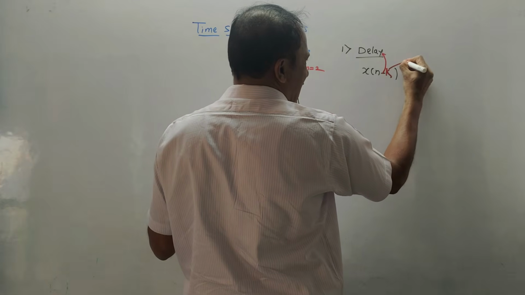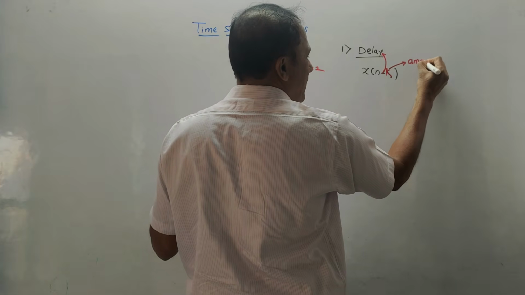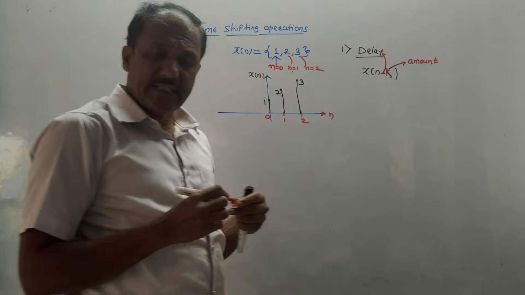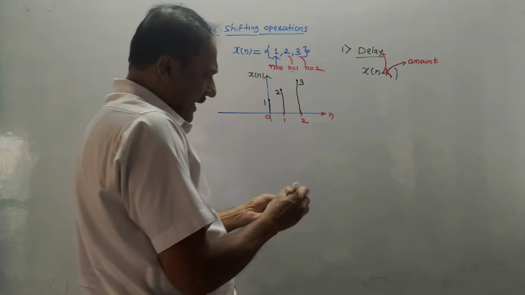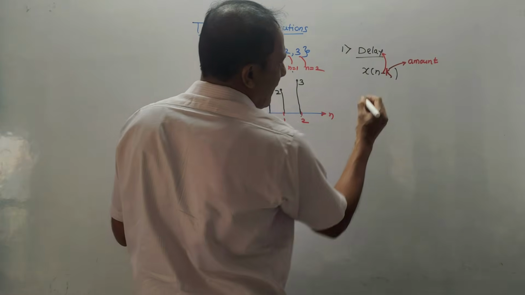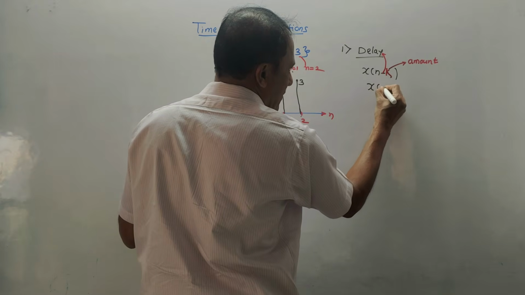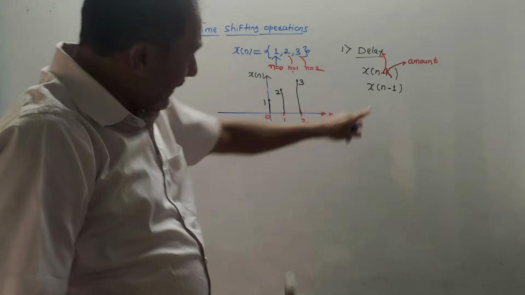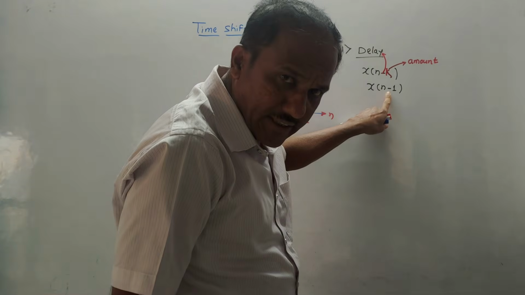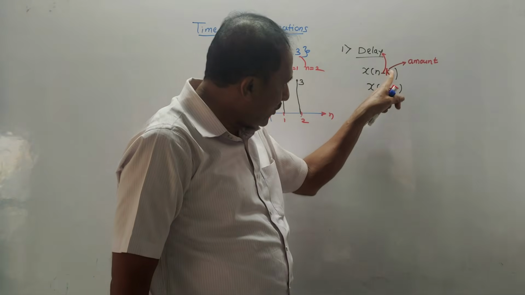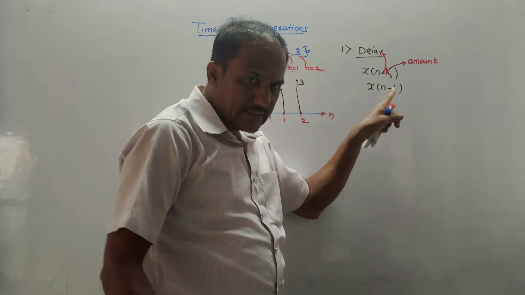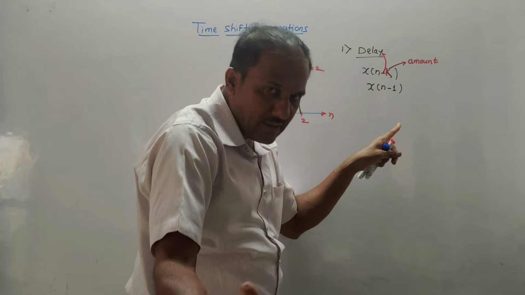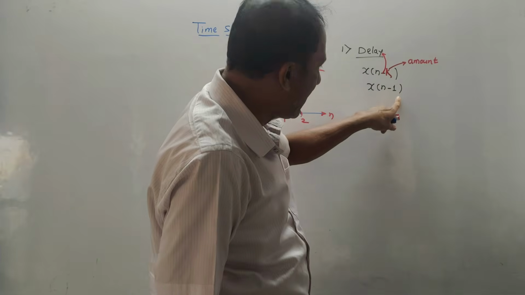This notation k indicates the amount by which the signal is delayed. Let us say I want to delay the signal by one amount, so I will use the notation x of n minus 1. The minus sign is there, so it indicates it is a delay operation, and the value of k is 1, so it indicates the signal is getting delayed, it will be late by one position.